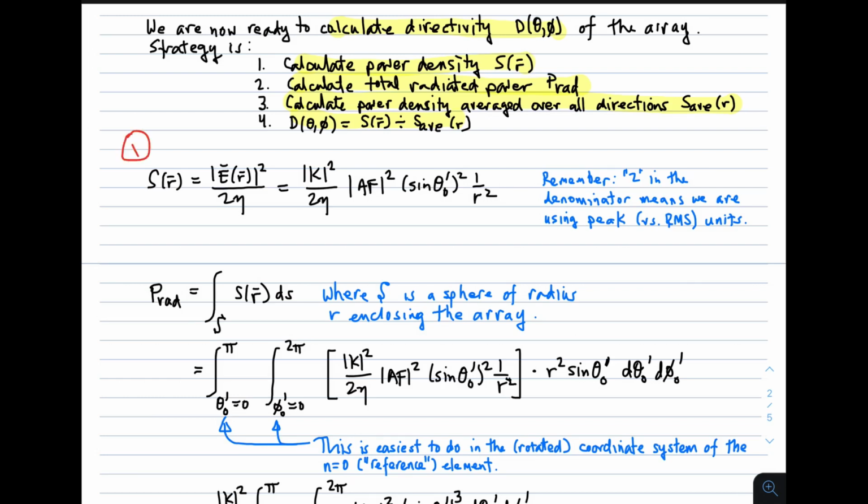So here's step 1, calculating the power density in the far field, given by the plane wave expression, magnitude of the electric field intensity squared divided by 2 divided by the wave impedance. In this case, we end up with magnitude k squared divided by 2 eta, magnitude of the array factor squared, sine theta prime naught squared, 1 over r squared. Also, I should just remind you here, this factor of 2 is indicating that we're using peak and not RMS units for the electric field intensity. If you're using RMS units for the electric field intensity, that 2 would disappear.